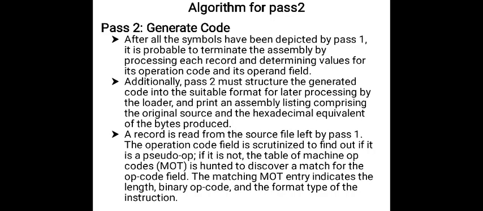Next, in pass 2, a record is read from the source file which is left from pass 1, and the operation code field will be scrutinized, verified, and checked to find out if it is a pseudo-op or not. If it is not a pseudo-op, then the MOT table, that is the machine operation table, will be examined to discover a match for the opcode field. The matching MOT entry indicates the length, the binary opcode and the format type of the instruction being used.